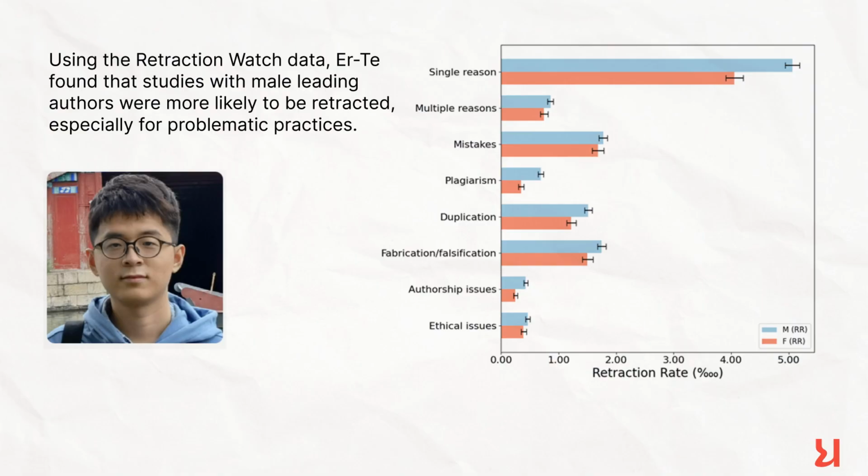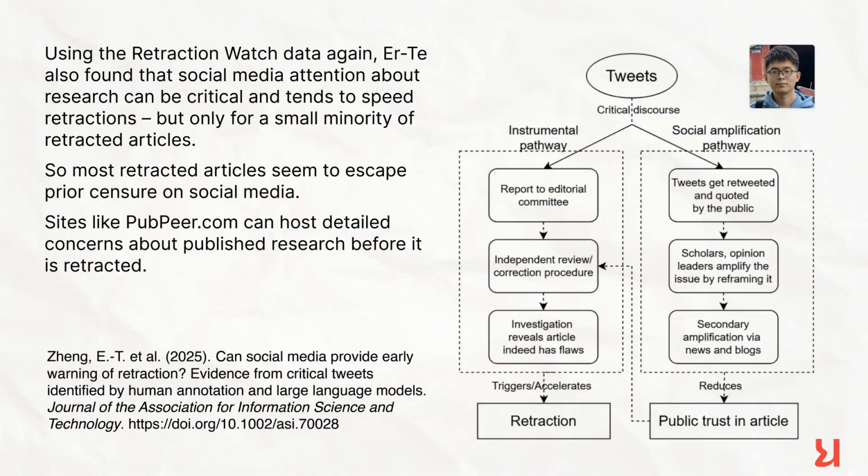So remember, there are good reasons for retraction, but these are mostly bad reasons, such as falsification, fabrication, and plagiarism and duplication. So mistakes can be legitimate, but these other reasons are mainly bad reasons.